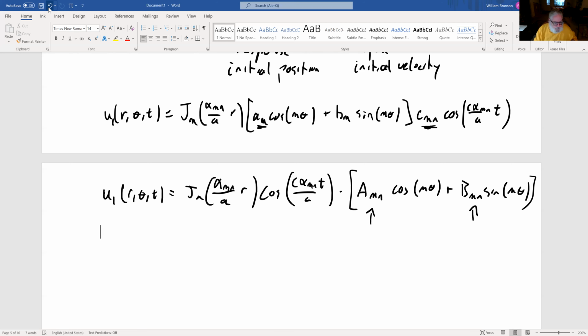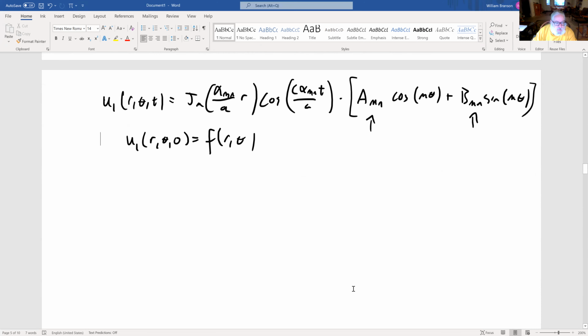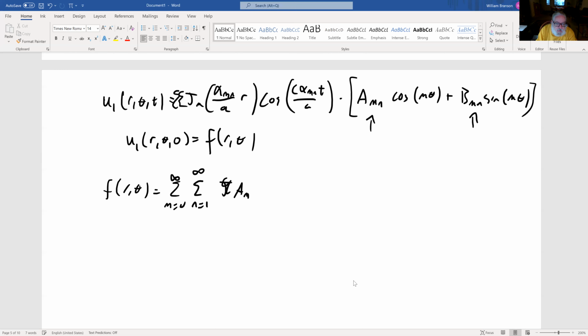So we know that U1 of R, theta, and 0 should be our initial position, which was F of R, theta. So we get F of R, theta. Oh, and this is a double sum. I forgot to put that in there. Equals sum m equals 0 to infinity, sum n equals 1 to infinity, J_m, A_mn.